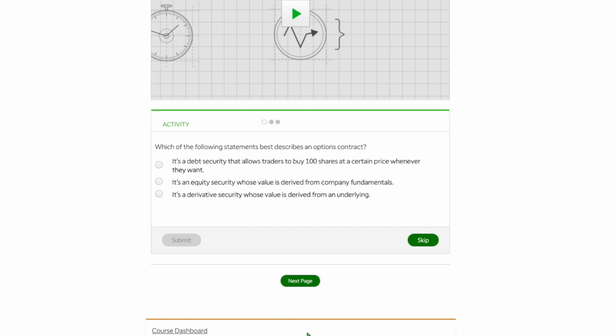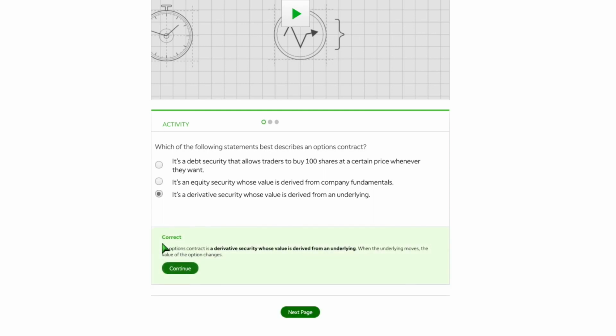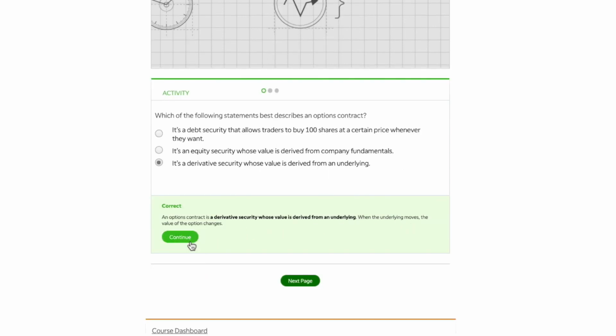It's a debt security that allows traders to buy 100 shares at a certain price whenever they want. It's an equity security whose value is derived from company fundamentals. It's a derivative security whose value is derived from an underlying. Pause. Do you know the answer? It's a derivative security whose value is derived from an underlying. When the underlying moves, the value of the option changes.